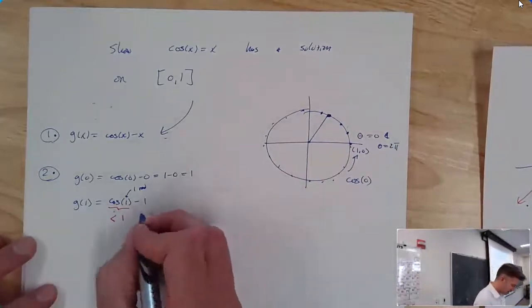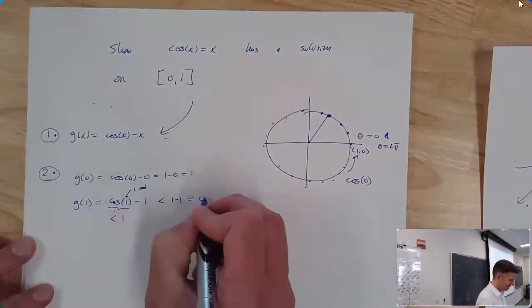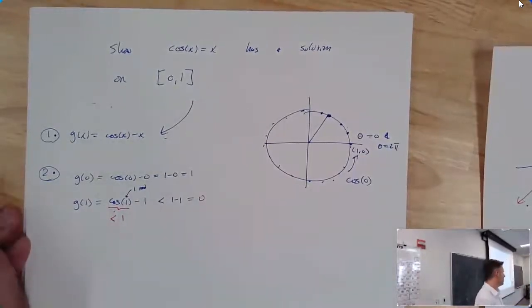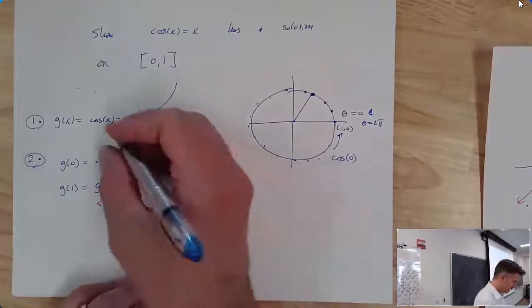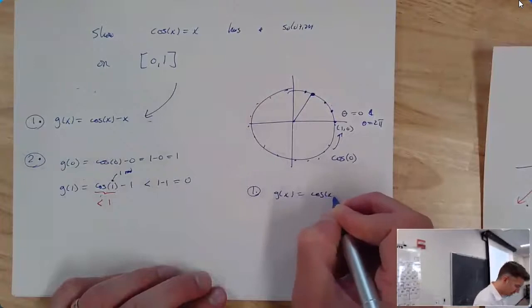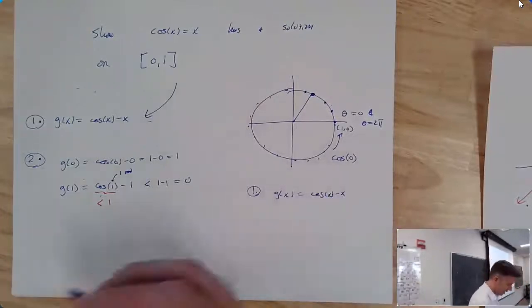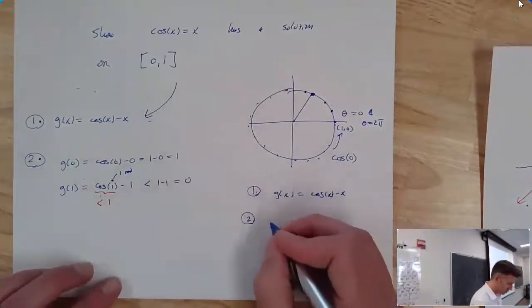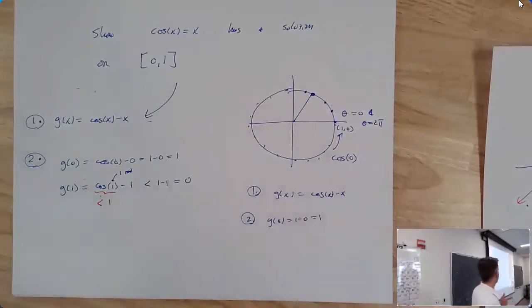And if this is less than 1 minus 1, it's certainly less than 0. That's kind of the trickier way to do this problem. The maybe less tricky way of going about it is saying, well, I'm still going to have the same thing. I'm going to have g of x equal to cosine of x minus x. And then instead of doing this crazy thing where I try and find cosine of 1, I'm still going to do g of 0, which is 1 minus 0, which is 1. And then I'm going to pick a value that is less than 1 that's easy to find cosine.